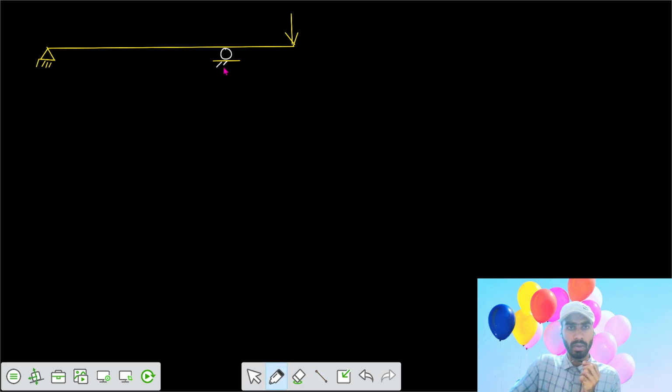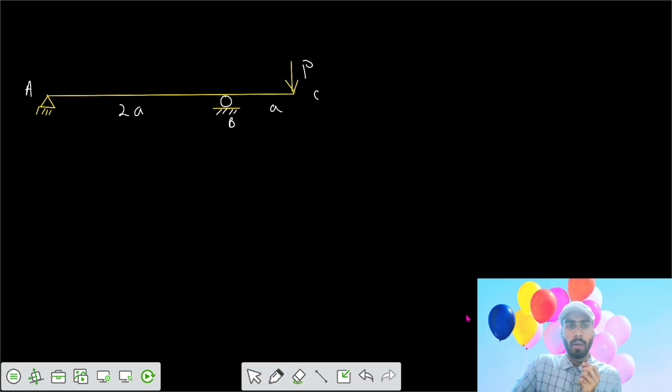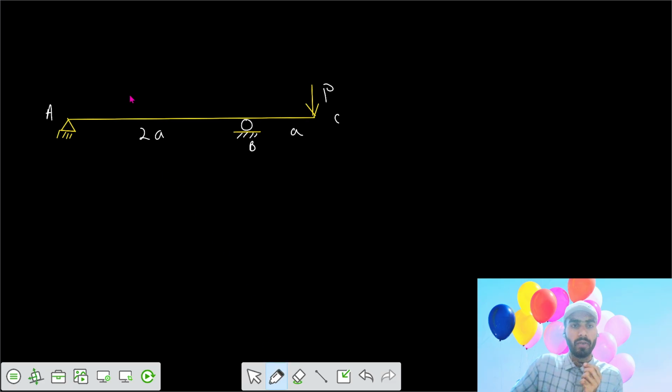This is your support at B. This is your A, B, C. This one is your 2A. This one is your A. You got the load of P here. So if we say that the reaction here is B, the reaction here is A.